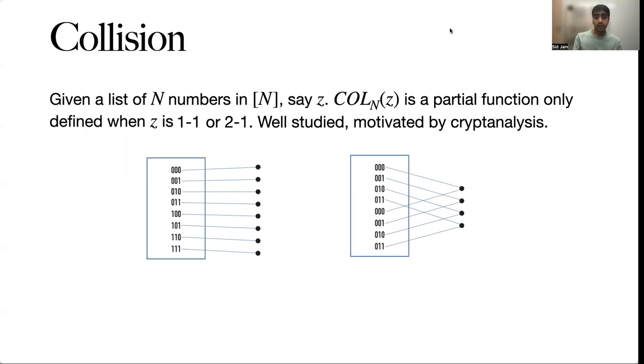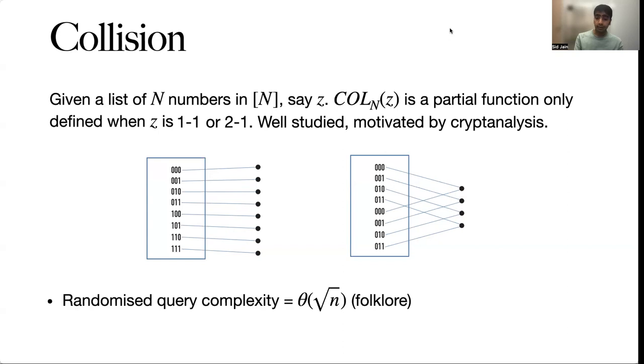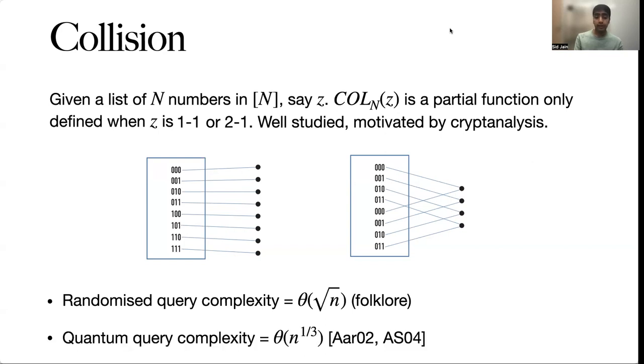This problem was initially defined because it was motivated by cryptanalysis, and it has been very well studied in literature. In the black box model or the query model, where when we ask for an index i, we're given the log n bits which denote the number in the ith index, we understand its complexity quite well. In particular, we know that its randomized query complexity is root n up to constants. And we know that in the quantum setting, we can get a polynomial speed up, and that's tight.